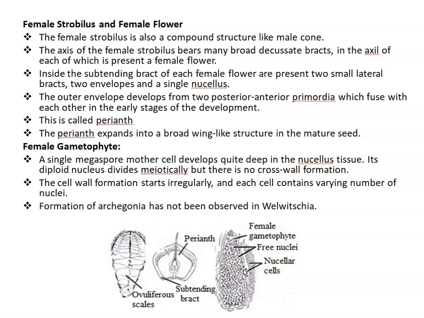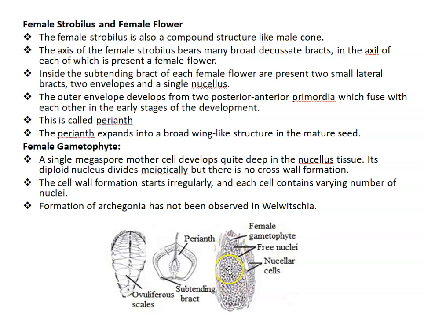A single megaspore mother cell develops deep in the nucellar tissues. The diploid nucleus of the megaspore mother cell undergoes meiosis, but no cross-wall formation occurs. Also, a linear tetrad is not formed, and development of a tetrasporic female prothallus occurs directly. So the haploid nuclei of the young female gametophyte divide and redivide several times mitotically, but again no cross-wall formation occurs. These divisions result in formation of thousands of free nuclei, as you can see here, these free nuclei.